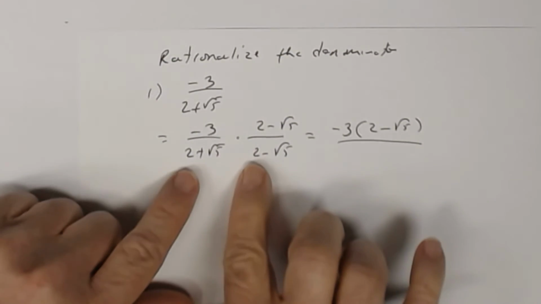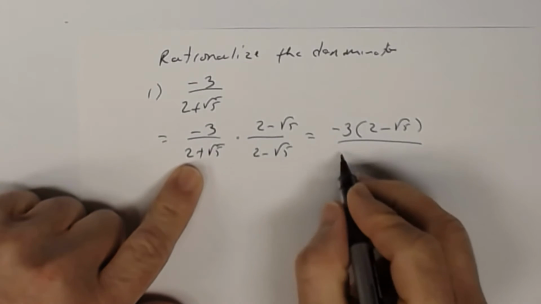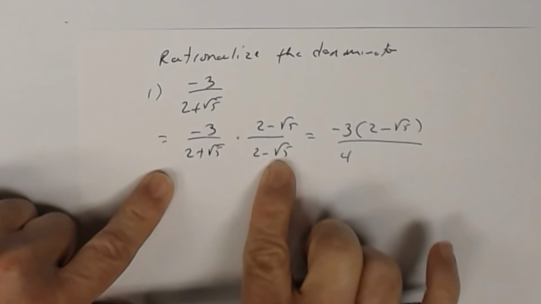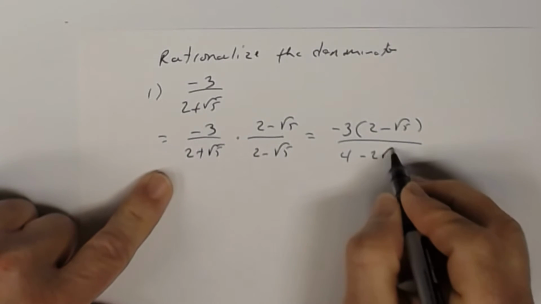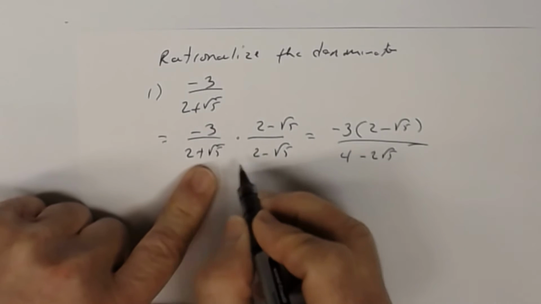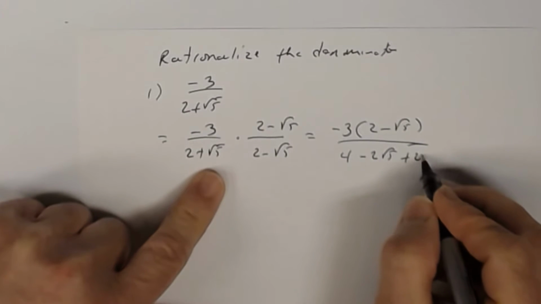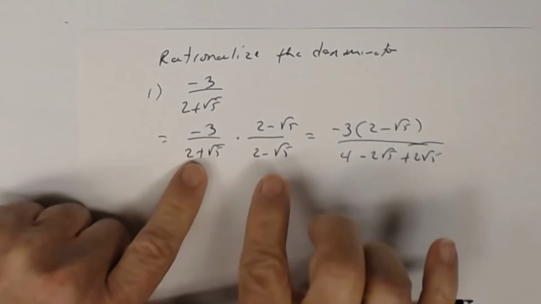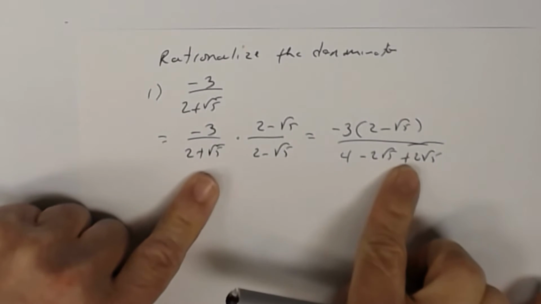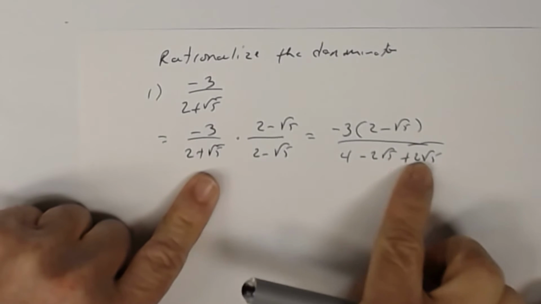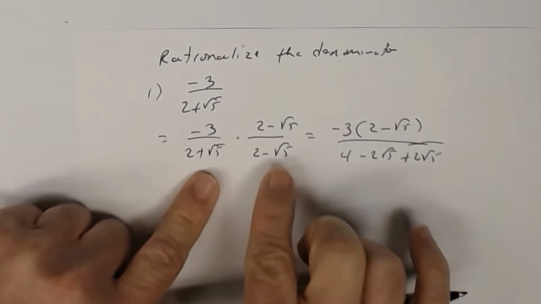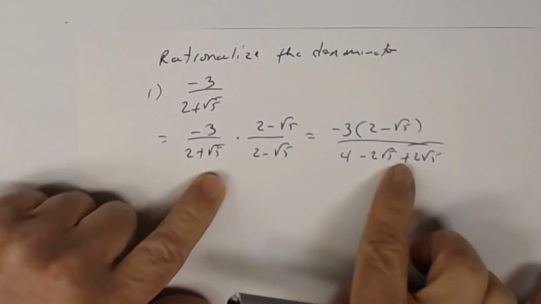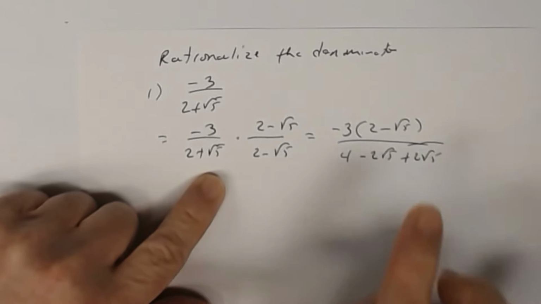So when I FOIL this out, I get 2 times 2 is 4. The outer is negative 2 square root of 5, right? The inner is a positive 2 square root of 5. Now I'm going to say this. You may say, well, do I have to write this out if they're conjugates? I know the outer and the inner will always cancel out, right? Yeah, you don't have to put that, because you know that's going to be 0. If you understand pretty well that when you multiply conjugates, the outer and inner will have to be 0, you don't have to put that there.